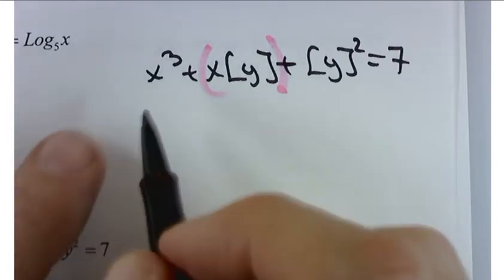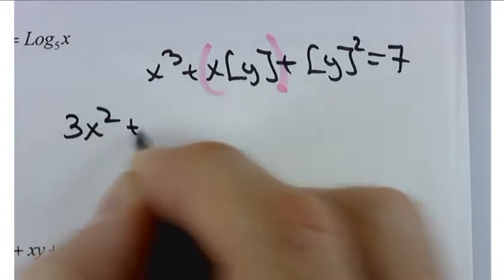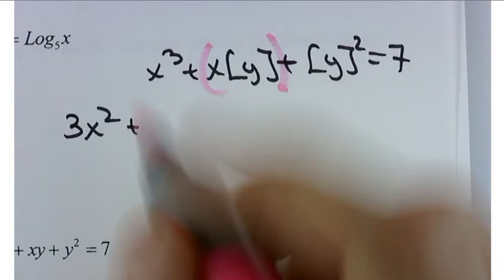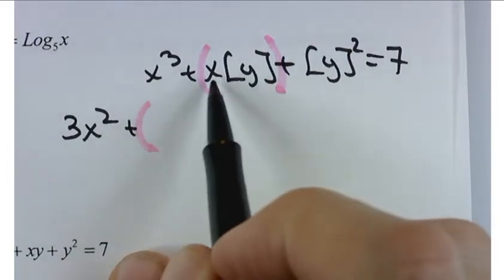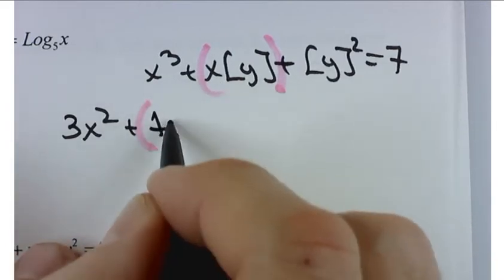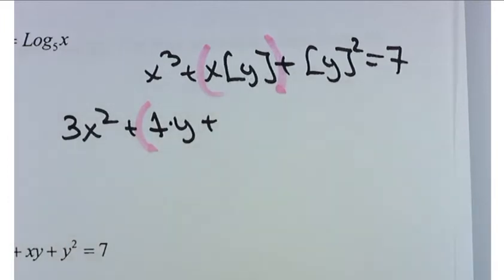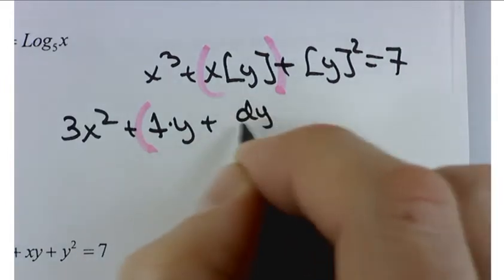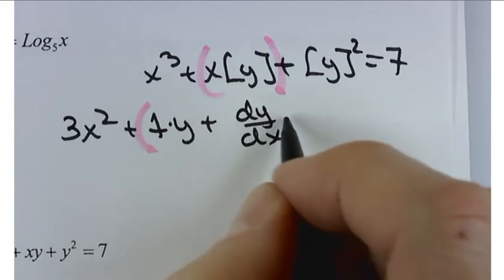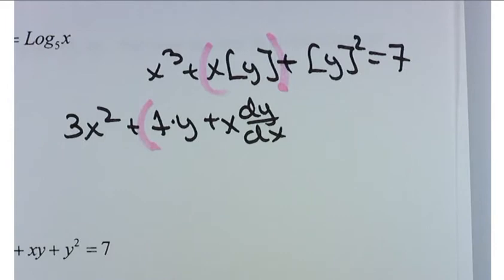So derivative of the first term, that's pretty easy. That's just going to be 3x squared plus, now let's be careful about this. The derivative of the first term is a 1 times the second, which is a y, plus the derivative of the second. And what's the derivative of the second term there? dy by dx, good. dy by dx times x. Now I'm going to put that x here, even though in the order I said it would go behind the dy dx.